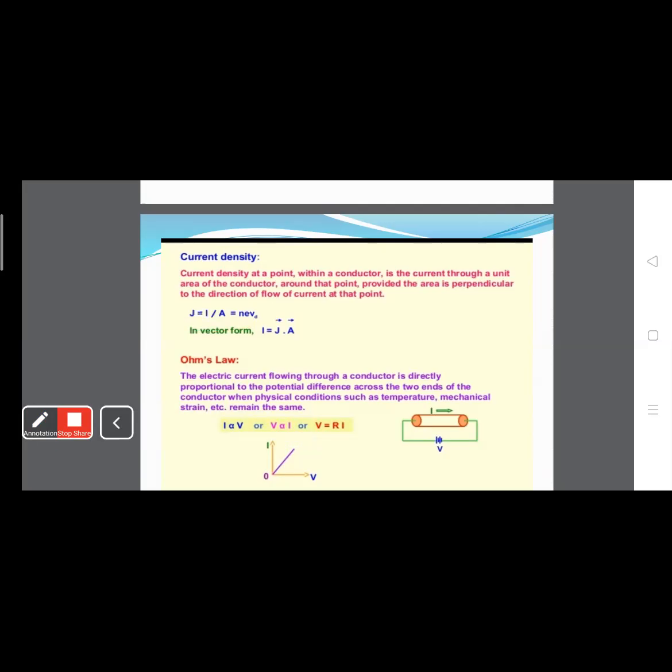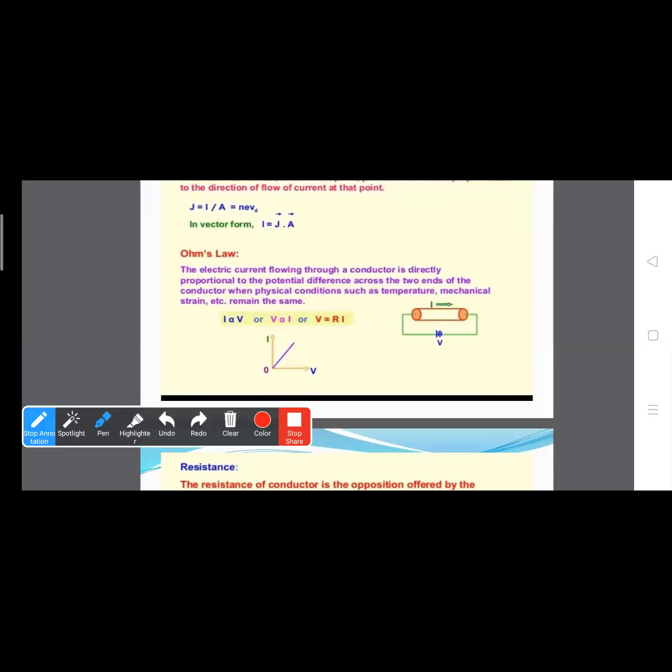We can define it: electric current flowing through a conductor, with a battery V connected to this conductor, is directly proportional to the potential difference across the two ends of the conductor when physical conditions such as temperature, mechanical strain, etc. remain the same. So I is directly proportional to V.